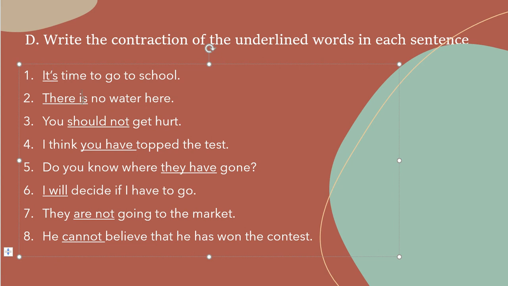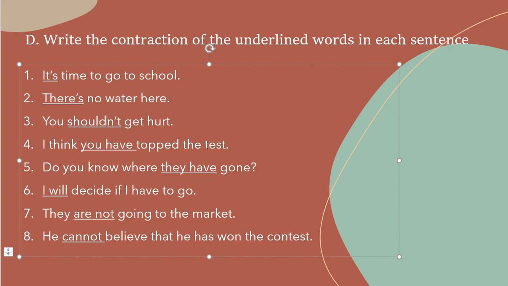Again, is. Kya sikha hai? Remove karo, put an apostrophe. You should not get hurt. Kya sikha hai? Not mein we remove O. जिसे रिमूव किया वहां अपोस्ट्रॉफी और कोई स्पेस नहीं होगा, वन वर्ड बनेगा. So you shouldn't get hurt.